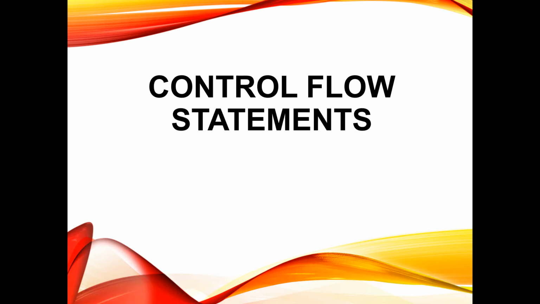When we need to execute a set of statements based on a condition, then we need to use control flow statements. For example, if we have a variable i, we compare it. If i is greater than 0, then we print positive number, otherwise it is a negative number. So let's see the types of control flow statements.